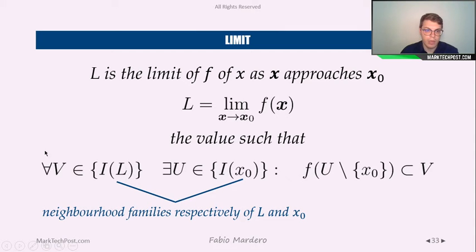Again, here we have a neighborhood of L, and here we have a neighborhood of x0. The neighborhood of x0, without considering x0 itself, will be mapped, thanks to f, into the neighborhood of L. And L will be the limit value. So when we want to find the limit, we are just searching for which point L satisfies this relationship.